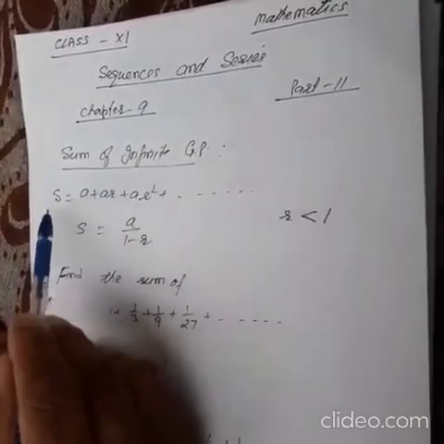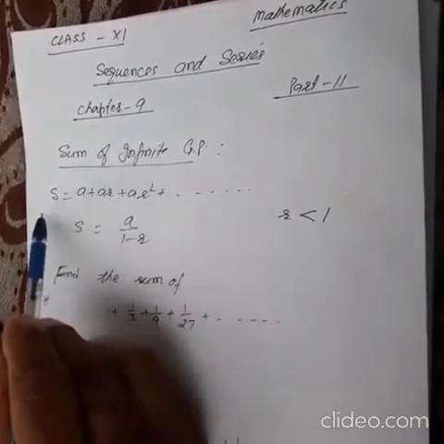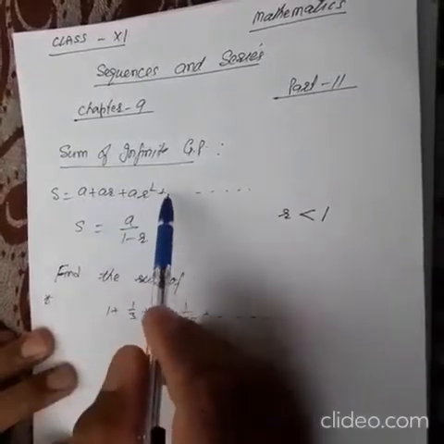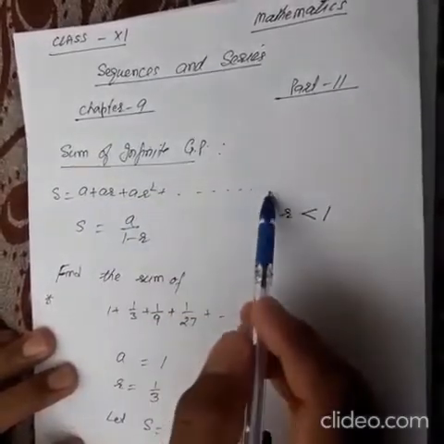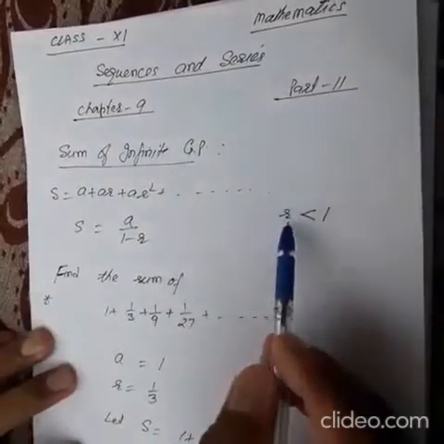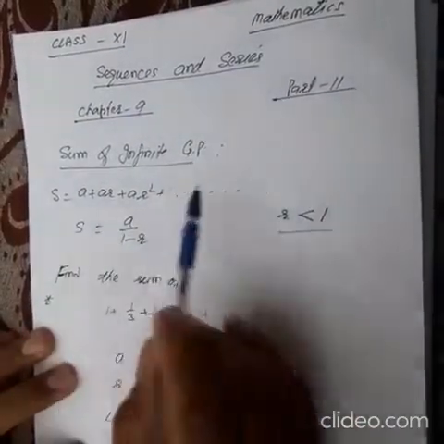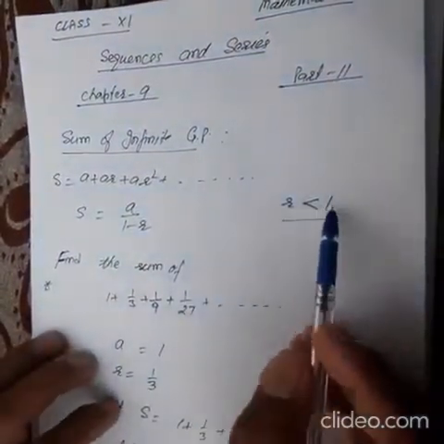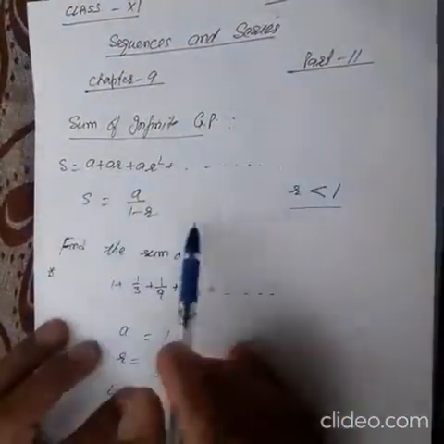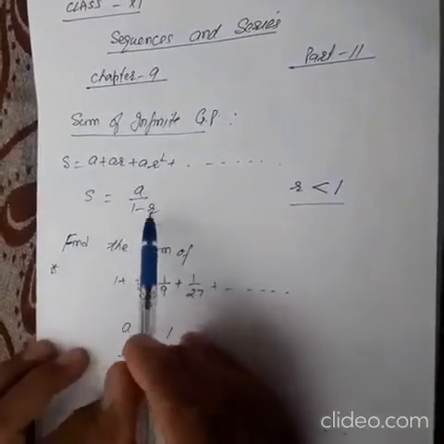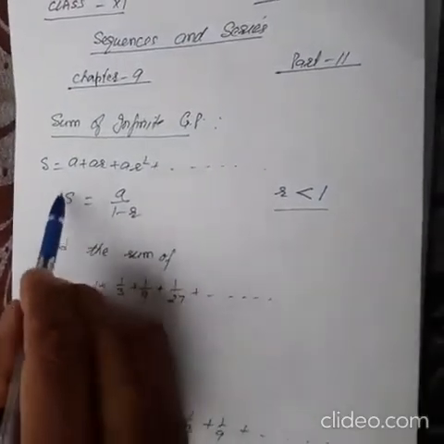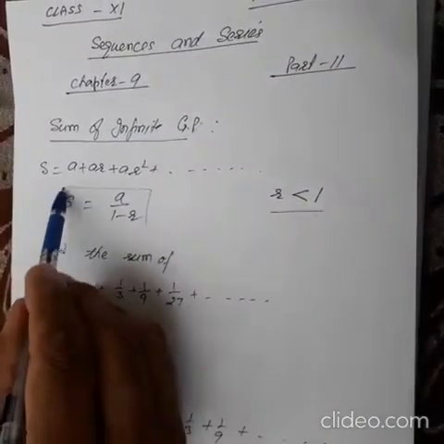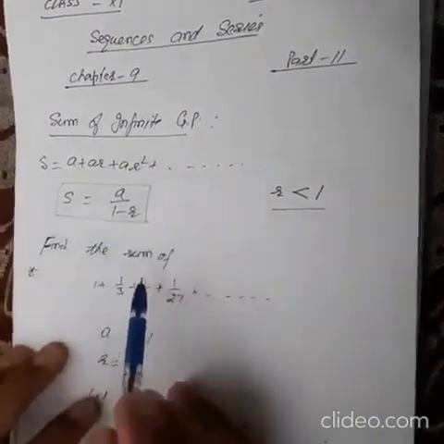Now the sum of infinite terms is denoted by S. S is equal to A plus AR plus AR square plus AR cube and so on up to infinity. R will always be less than 1 in the sum of infinite terms, because we have discussed in the previous part that for R greater than 1 it will not be defined. Now S is equal to A upon 1 minus R. This is the formula to find out the sum of infinite terms of a GP. So S is equal to A upon 1 minus R.